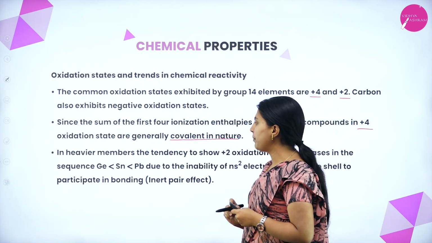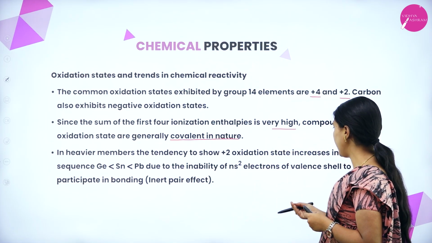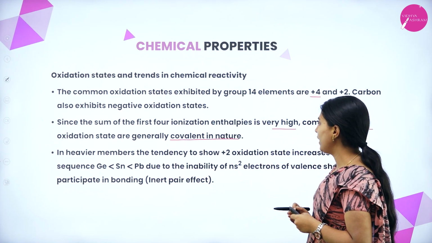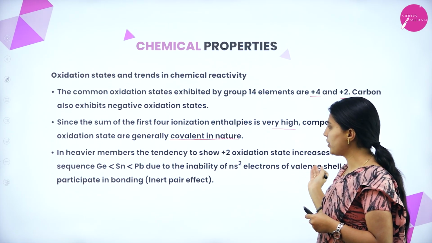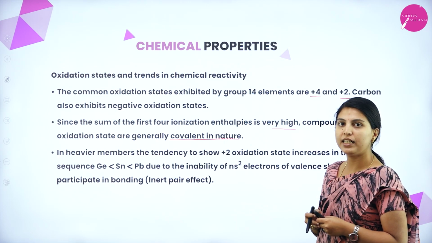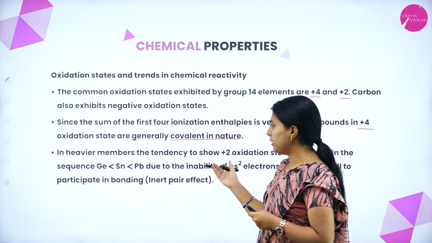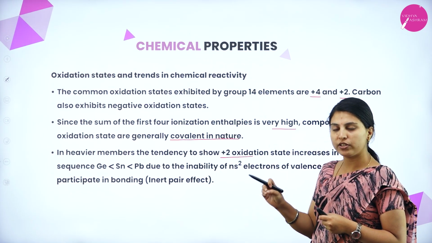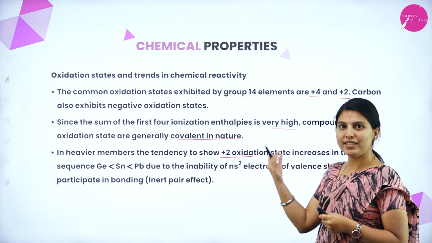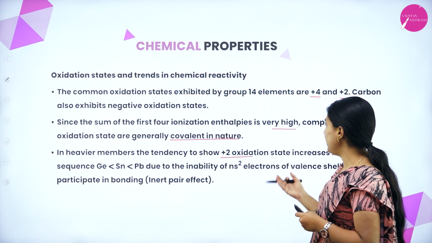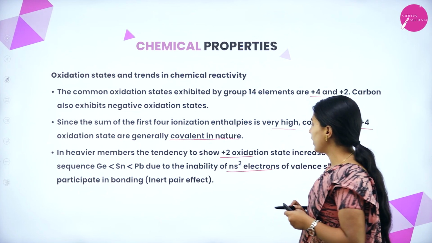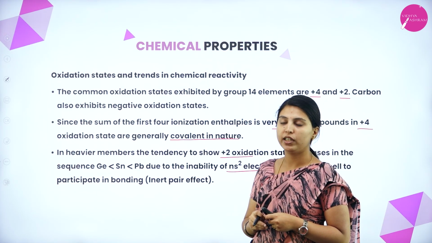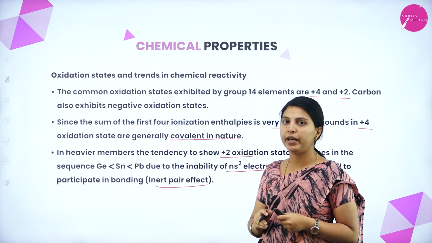In heavier members, the tendency to show the +2 oxidation state increases in the sequence germanium, tin and lead due to the inability of ns2 electrons of the valence shell to participate in bonding, that is the inert pair effect. Why is it so? It is the inability of the ns2 electrons in the valence shell to participate in bonding. That effect is considered the inert pair effect.